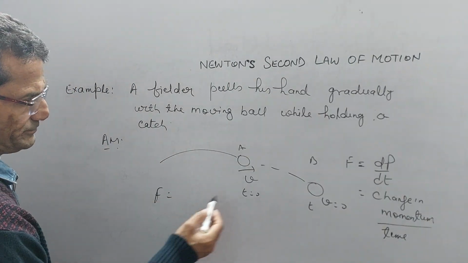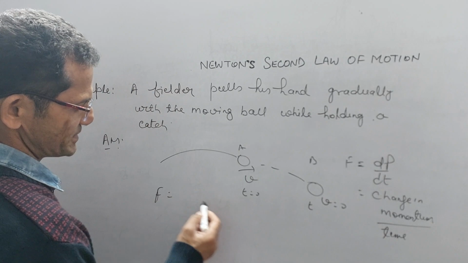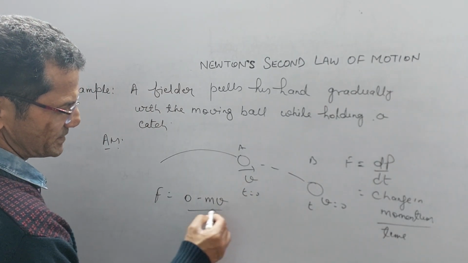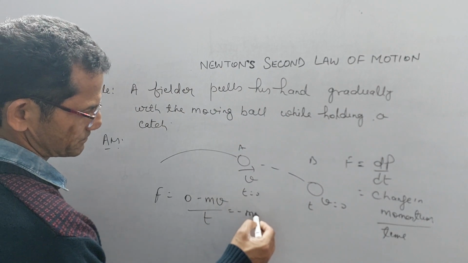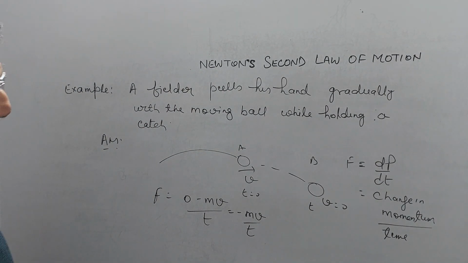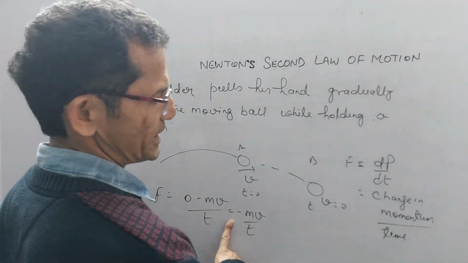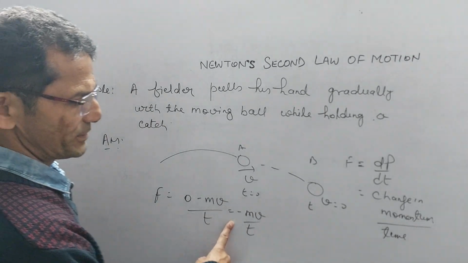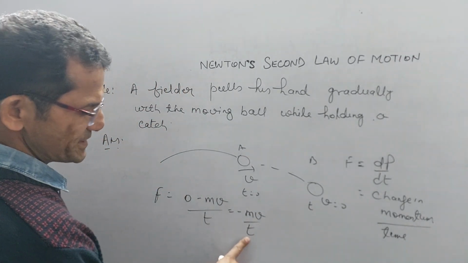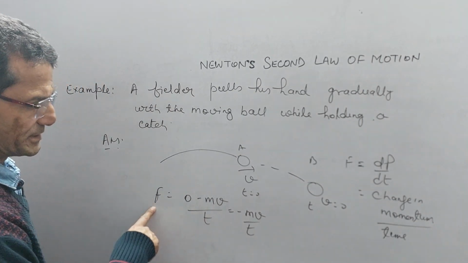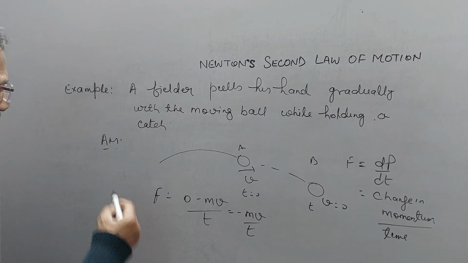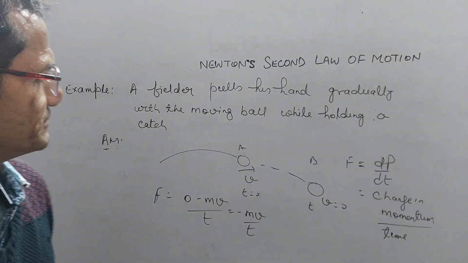Therefore, F is equal to final momentum, which is mass times 0, minus initial momentum, which is mass times v, divided by the time taken. So this is our formula. The negative sign shows that the direction of the force on the hand is opposite to the motion. Time is in the denominator, so as time increases, force will decrease. That's why the force does not act in a greater amount on our hand.